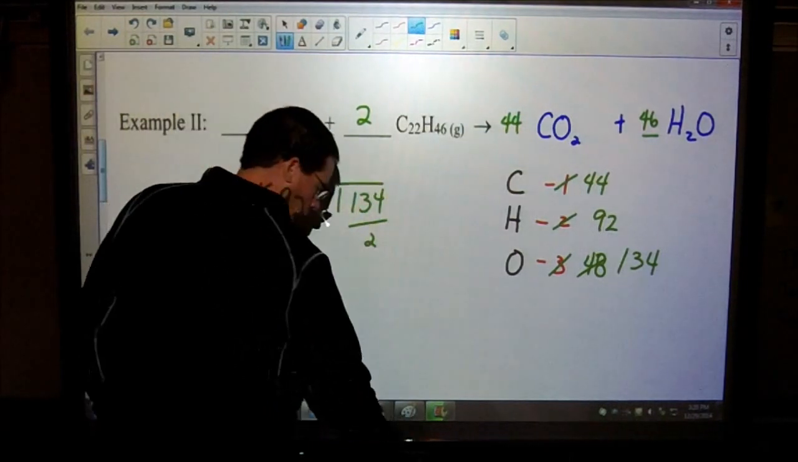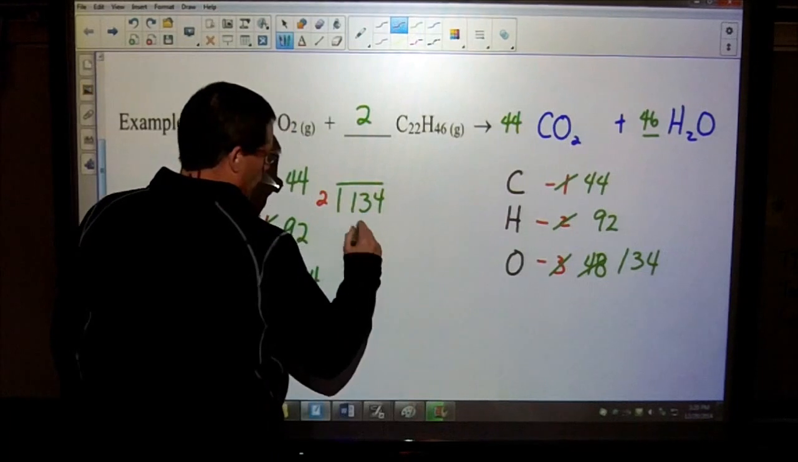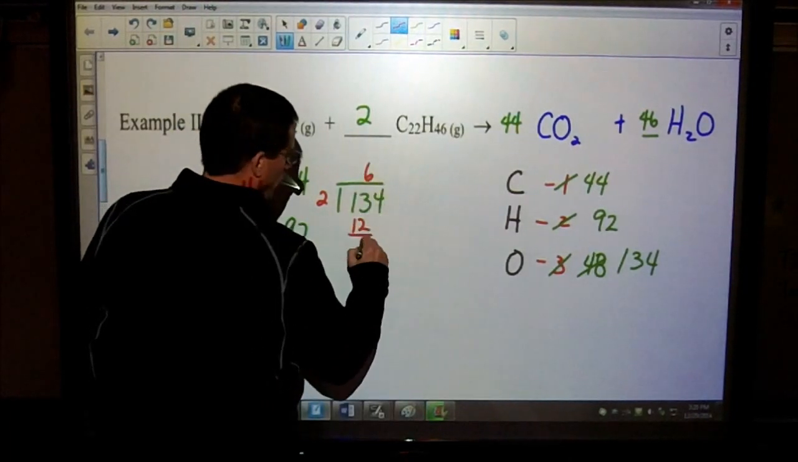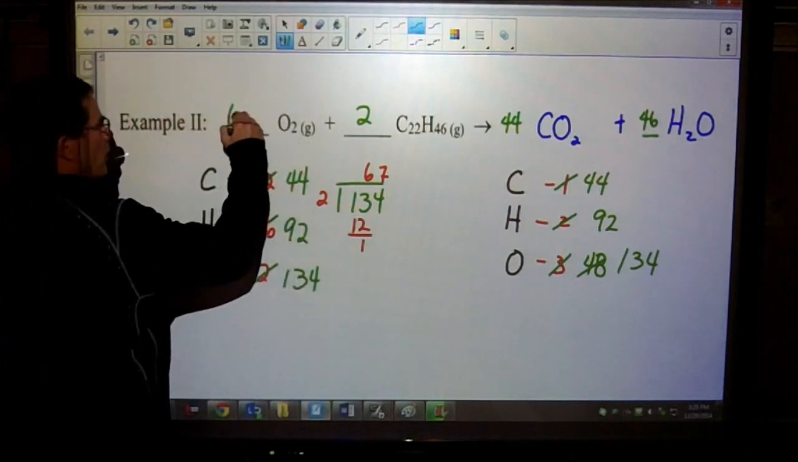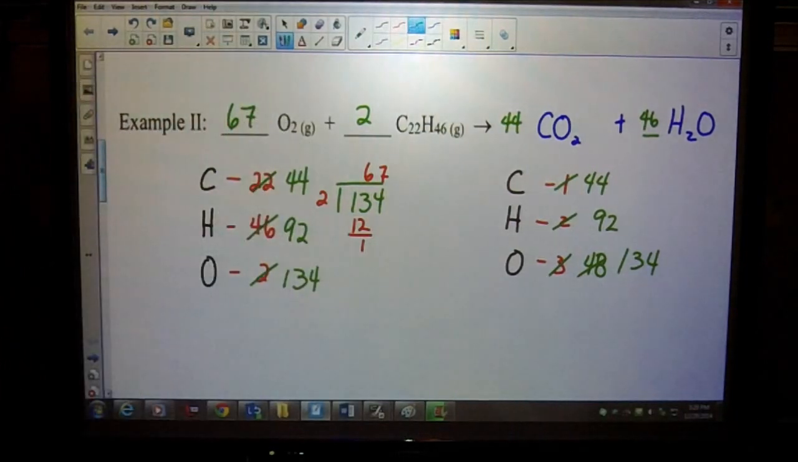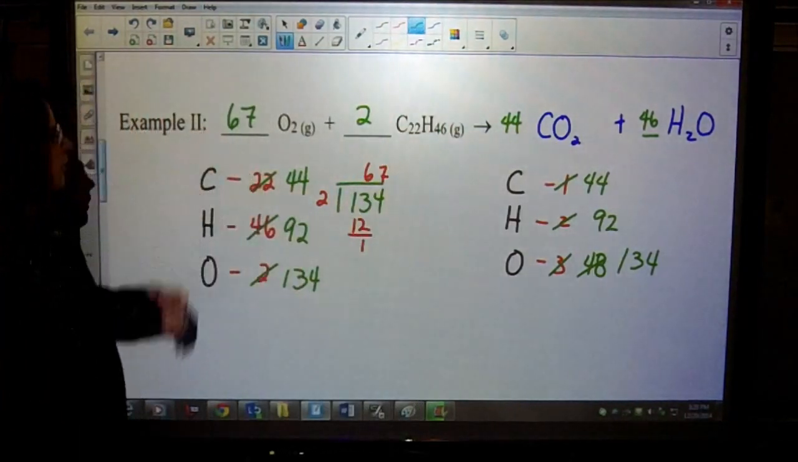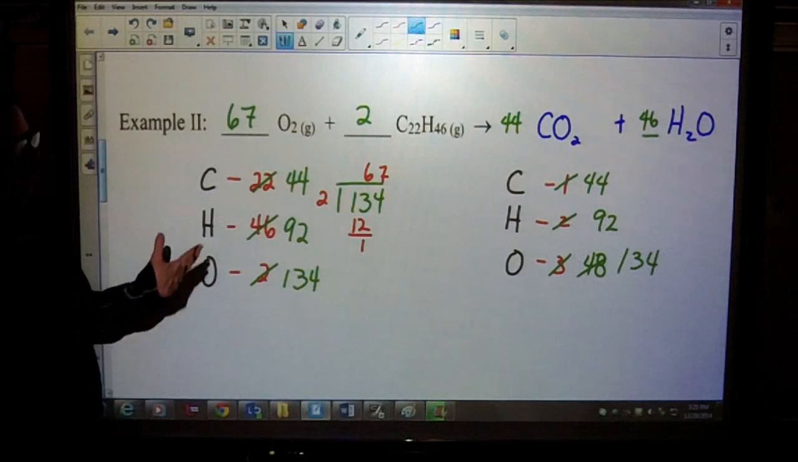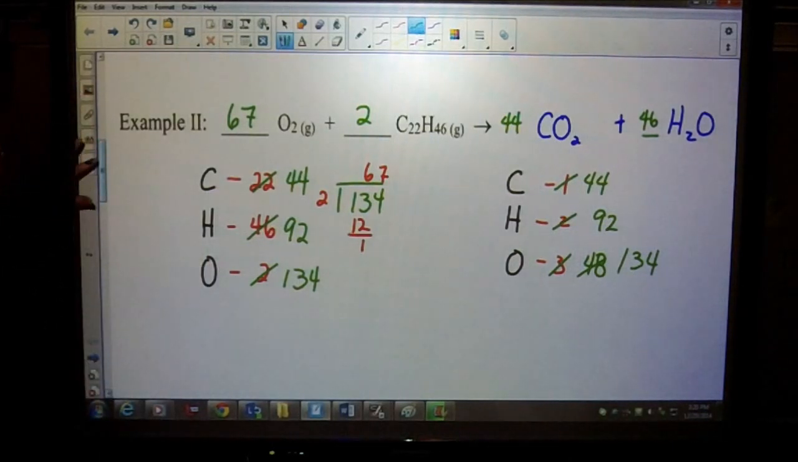Let's go old school here, guys. So 67. There we go. Sorry, had a little brain fart there. Okay, so 67. Now, looking at that, is it possible to reduce these values down any further? No. Is that ugly? Absolutely. And that's the way a lot of combustion reactions are. So don't get too upset about that.